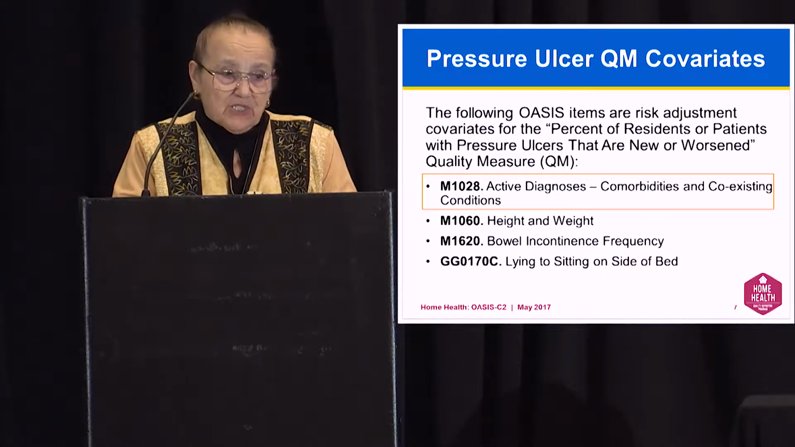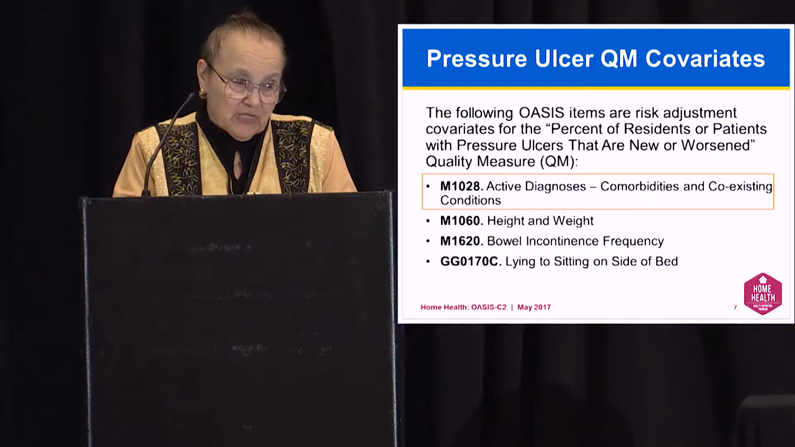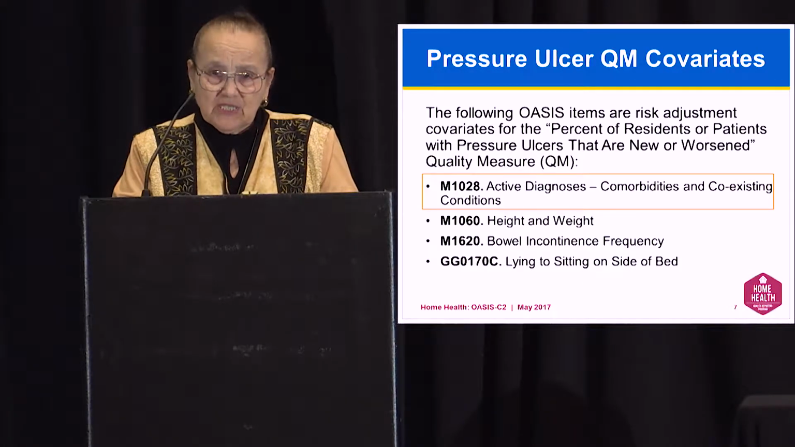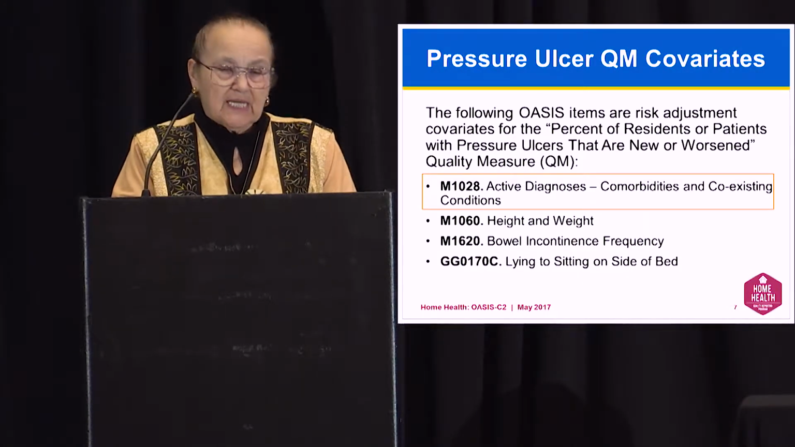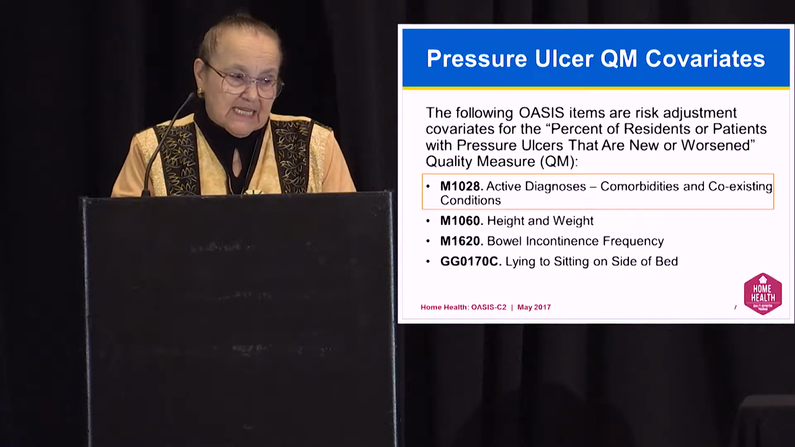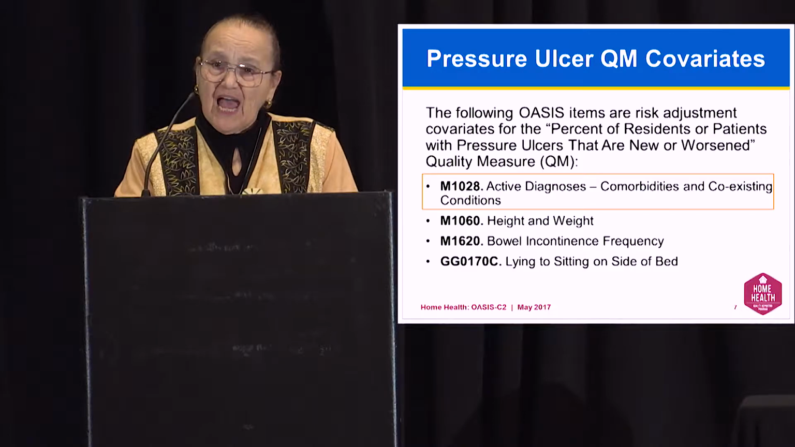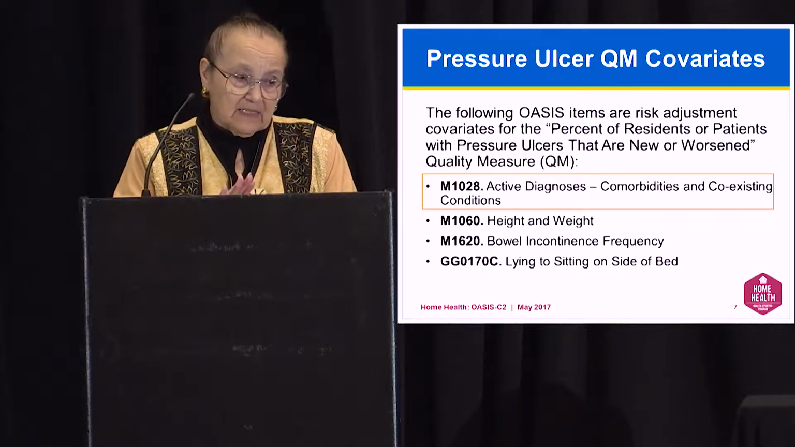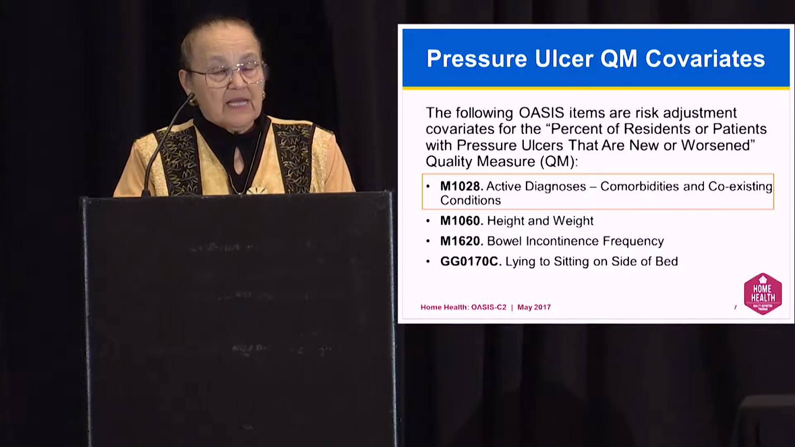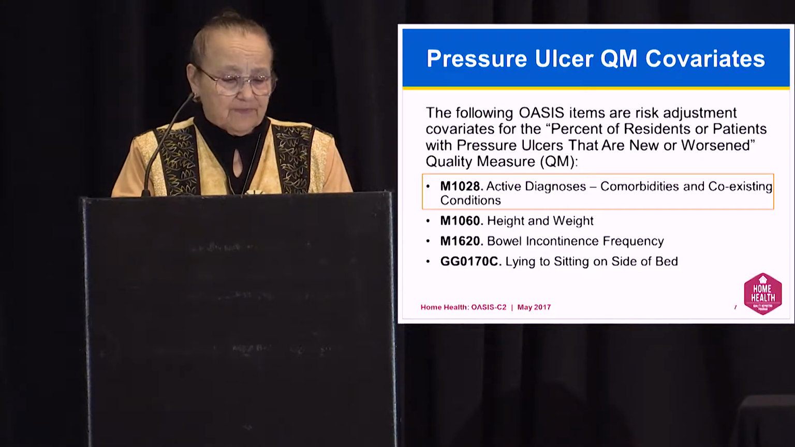This quality measure is directly impacted by these four factors. M1028, active diagnoses, comorbidities, and coexisting conditions. That's the one we're going to talk about first. M1060, height and weight, is the one we will speak to next. M1620, bowel incontinence frequency, is not new, but it's used as a covariate, and we're going to talk about why and how. And last, GG0170C, lying to sitting on the side of the bed. Anne is going to go through that one very carefully and in detail, because this is a critical factor.